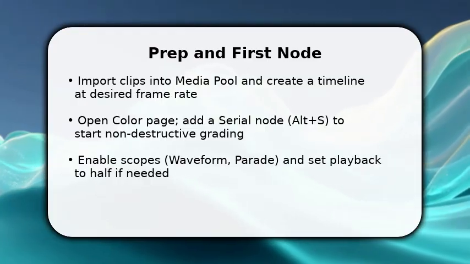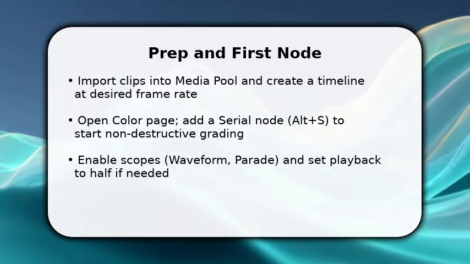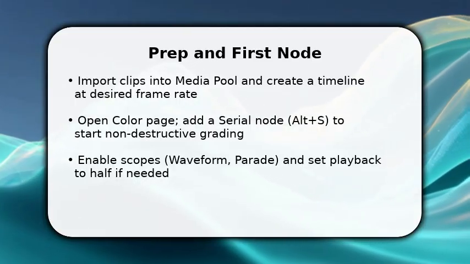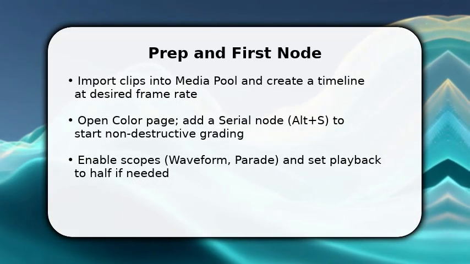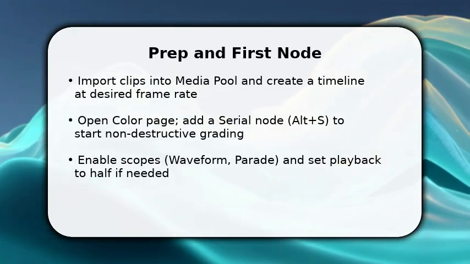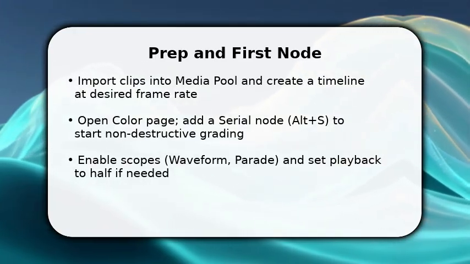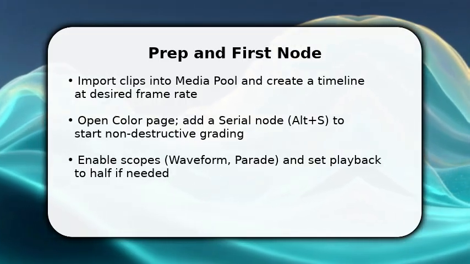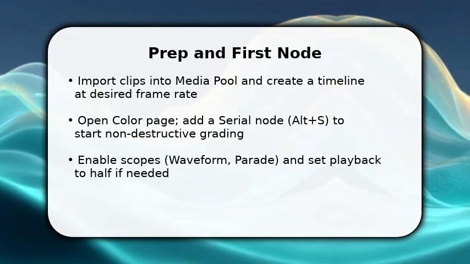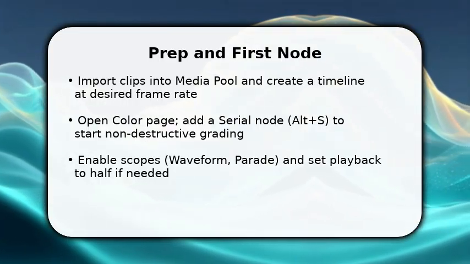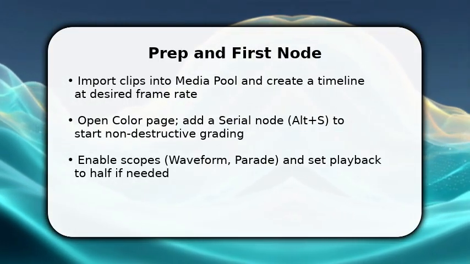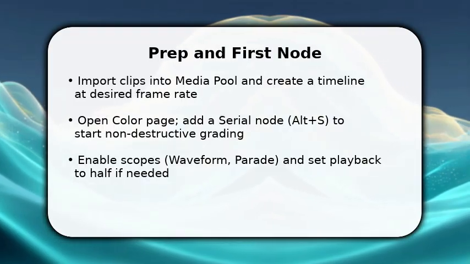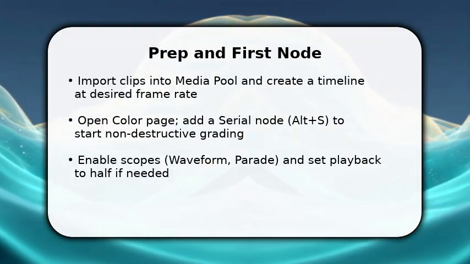You start by importing and placing your clip on the timeline. This keeps edits intact. Once there, go to the color page and add a serial node. This isolates adjustments so you can undo steps easily. Make sure scopes like waveform and parade are visible. They tell you exposure and color balance numerically rather than by eye. If playback stutters, drop timeline playback to half. This ensures accurate real-time adjustments without guessing what you changed.